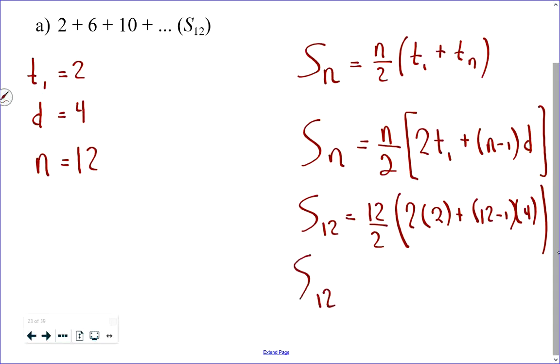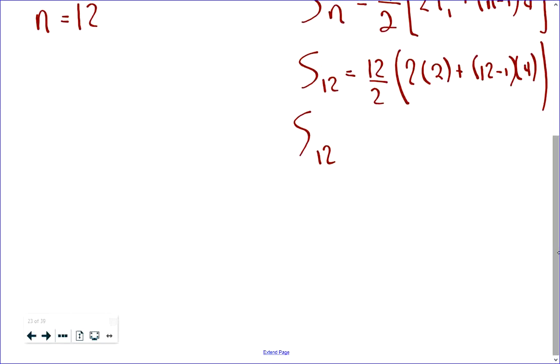The problem with your calculator is after a while you get hypnotized by it and you don't even think about what you're entering. Why would you ever enter 12 divided by 2 in your calculator as part of a calculation? You should know 12 over 2 is 6.